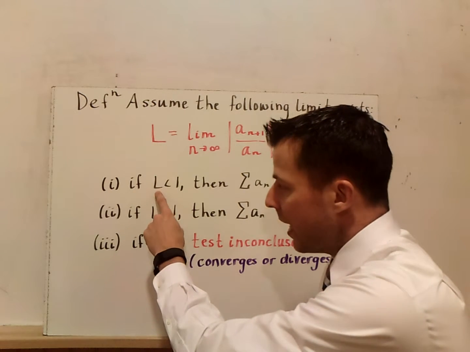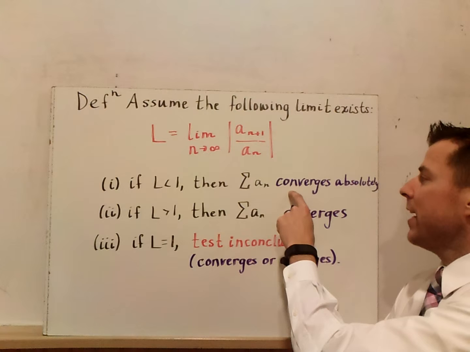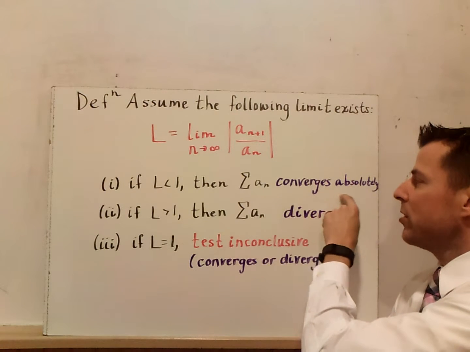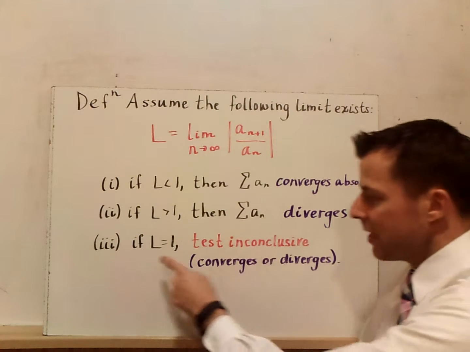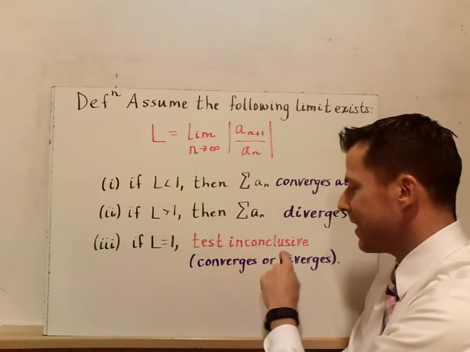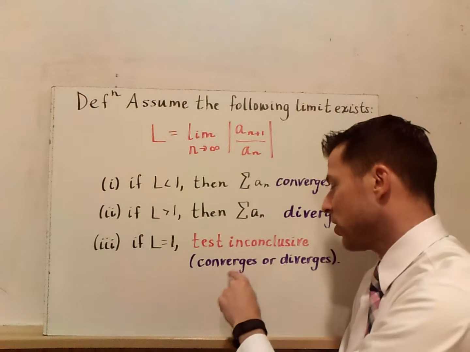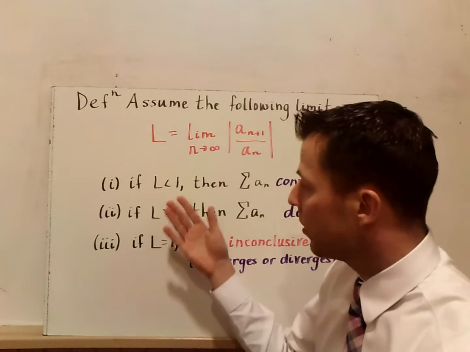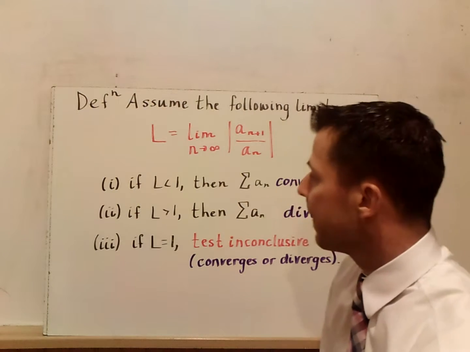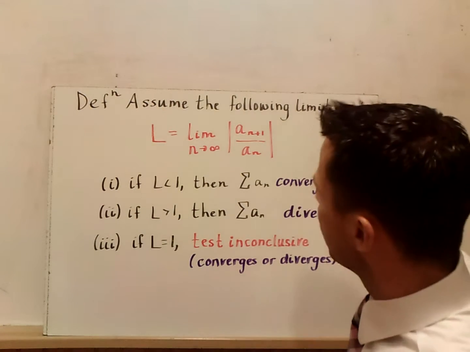Now there are three things that can happen with this ratio test. Number one, if L is less than 1, your sum is going to absolutely converge. If L is greater than 1, your series diverges. And if L equals 1, the test is inconclusive. It could either converge or diverge. So these are the three cases that we're looking at. So we're going to be finding some limit. Okay, so let's look at some examples.